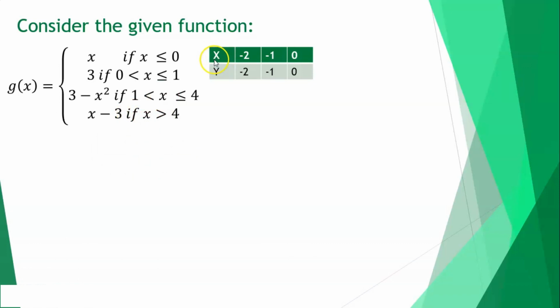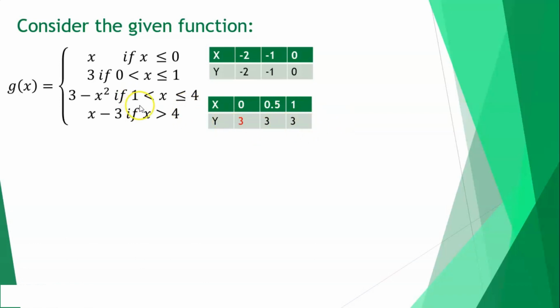Now, to do this, let's identify its ordered pairs. There are 4 functions, so we will have 4 tables of values as well. For x less than or equal to 0, that would be 0, negative 1, negative 2. So take note, whatever our x is, that's the same value for our y here. So this will be our first table of values. Now for the second table of values, it will start from 0 until 1, but 0 is excluded. So with this, the value for our y is 3. So this will be our second table of values.